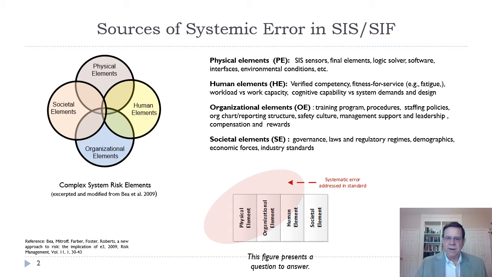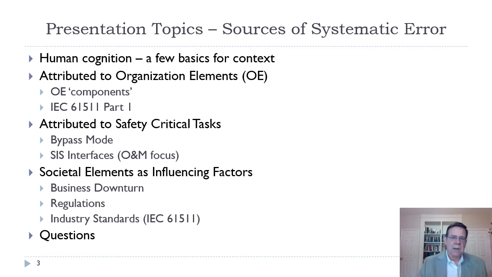And here the shaded area is just symbolic, saying these are the things that are captured in the standard at the time. You know, so everything is not captured as yet. So this is really a question. So the scope: I'll be talking about human cognition, and to give you an introduction to some of the cognitive things that affect SIF performance and error.